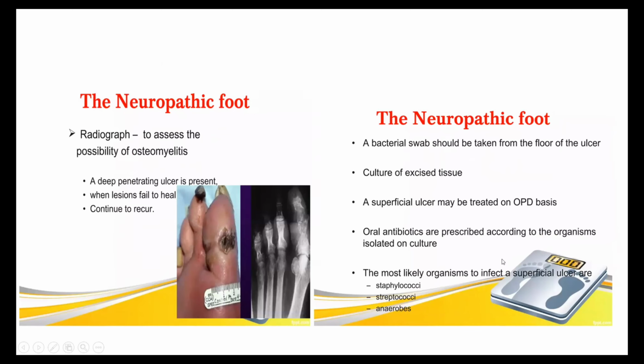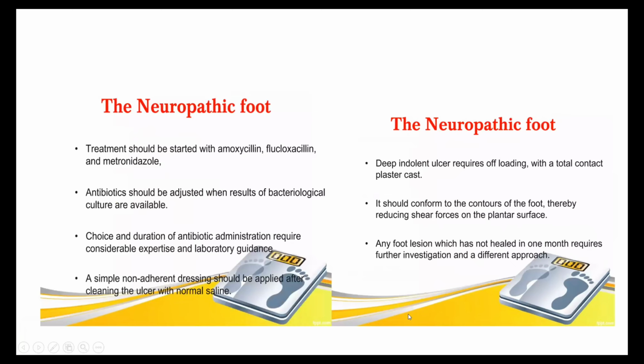Oral antibiotics are prescribed according to the organism on the culture, and the most likely organisms to be infected in superficial ulcers are staph, strep, and anaerobes. Treatment should be started with amoxicillin, flucloxacillin, and metronidazole. Antibiotics should be adjusted when results of bacteriological cultures are available, and choice and duration of antibiotic administration require considerable expertise and laboratory guidance.